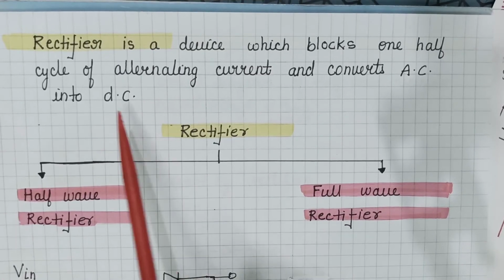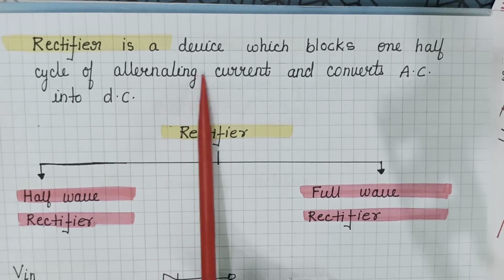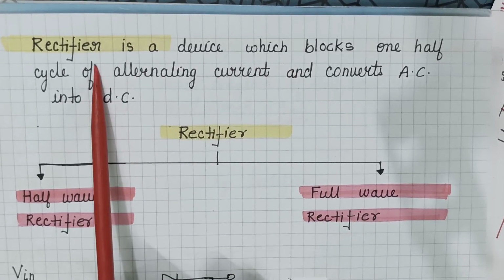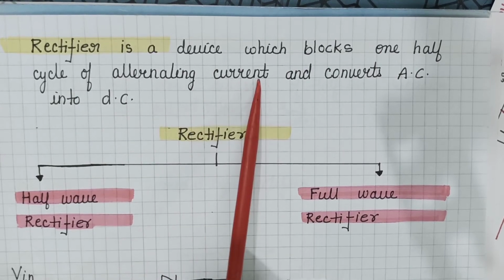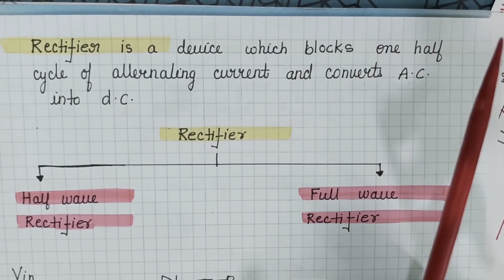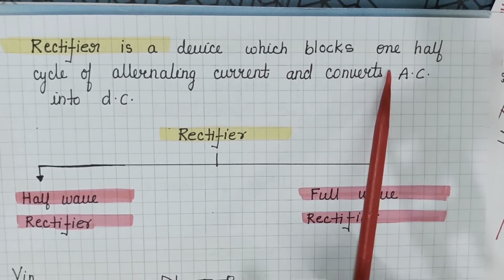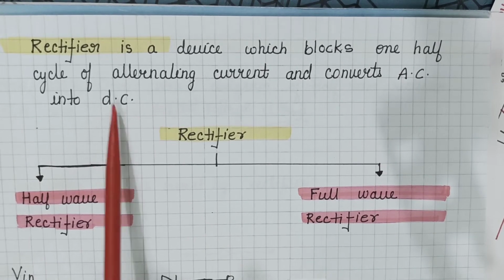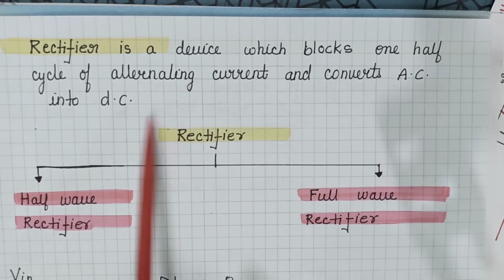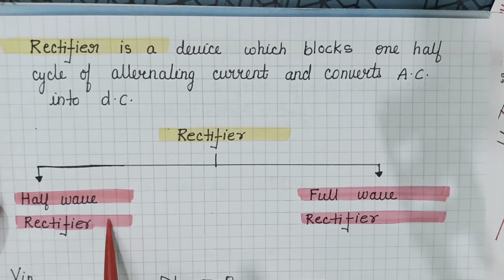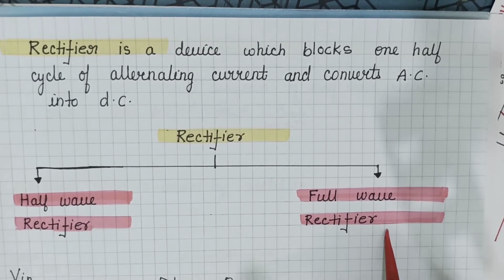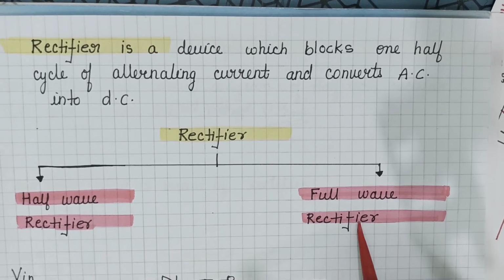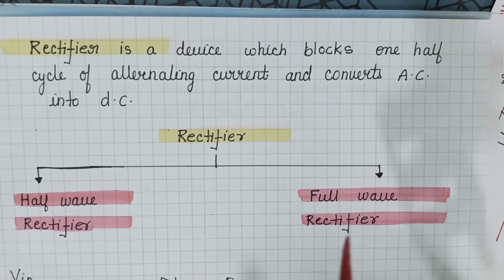The last segment is of rectifier. A diode is used as a rectifier. So what is a rectifier? It is a device which blocks one half cycle of alternating current, and only one half cycle of alternating current is allowed to pass through, and that way AC is converted into DC. So what is a rectifier? It converts AC into DC. Now there are half wave rectifier and full wave rectifier, and I expect full wave rectifier this time, but I will give you both the circuit diagrams and input and output diagrams.